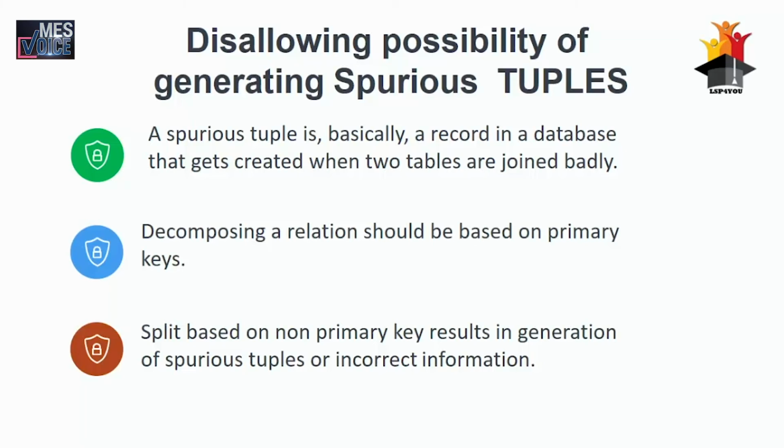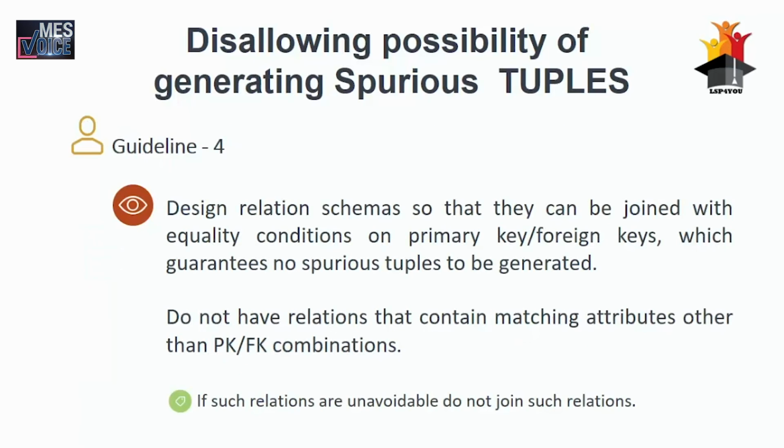So for avoiding redundancy, we are decomposing our base relation into small relations on the basis of primary key. Sometimes we may need to rejoin the decomposed relations. While rejoining, if the decomposition was not proper, we may not get the original tuples of the base relation back. Instead of the original tuples, sometimes we may get some spurious tuples also. If we do the decomposition not based on primary key, or based on non-primary keys, it results in generation of spurious tuples or incorrect information. Let us see the guideline 4.